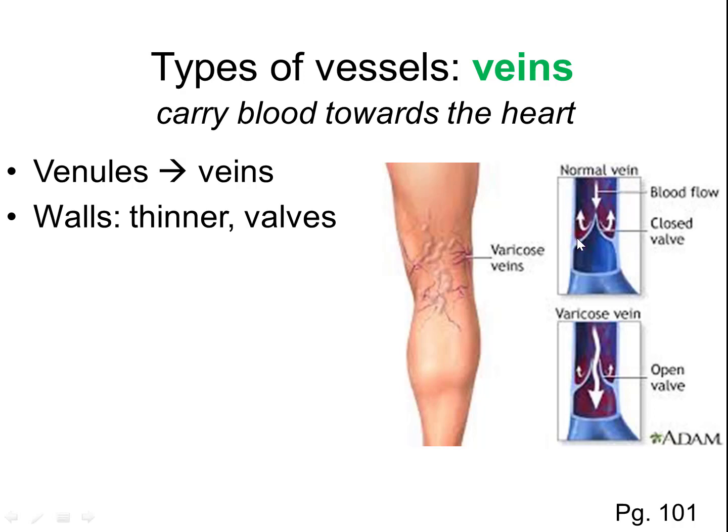And what happens is the valves don't work. Here, this valve is closed, nice and normal, so the blood can't flow back down, right? It keeps going up. In varicose veins, the valves are actually leaky. So the blood comes back down and pools up down here because the valves aren't keeping it going in a forward direction. And that pooling of the blood gives you these bumpy varicose veins.